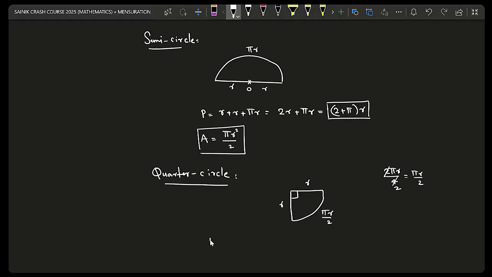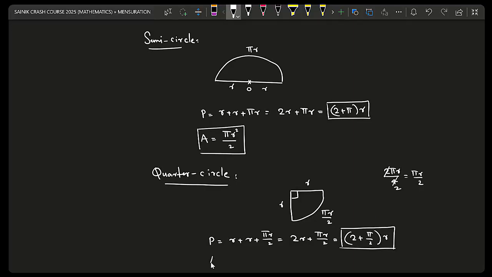Now we can find the perimeter of the quarter circle, that is r plus r plus pi r by 2. R plus r is 2r, and this is pi r by 2. If you want to take r common, you'll get 2 plus pi by 2 times r. So this is the perimeter of a quarter circle.